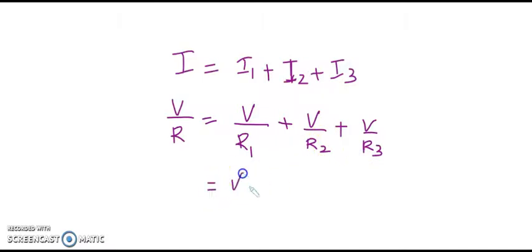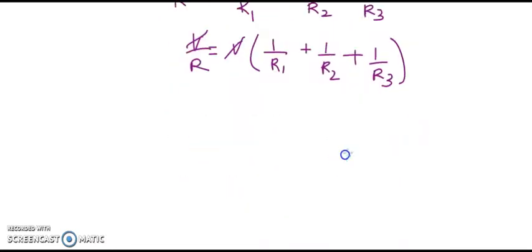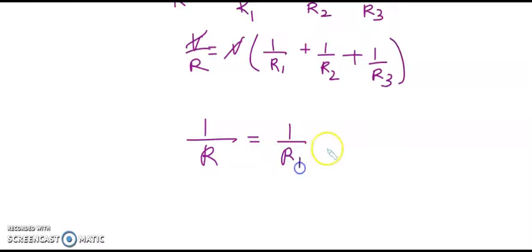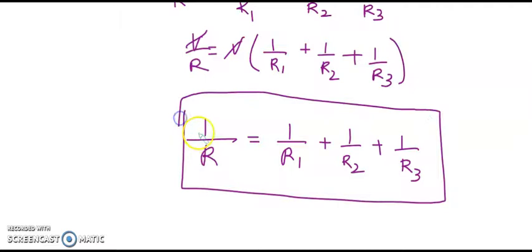So can we take V as common on the right side? Yes. So V comes out, and 1 upon R1, 1 upon R2, 1 upon R3 is V upon R. So the V and the V get cancelled off. So the reciprocal of the total resistance is equal to the sum of the reciprocals of the individual resistances. Why am I saying reciprocal? Because 1 upon R equals 1 upon R1 plus 1 upon R2 plus 1 upon R3.